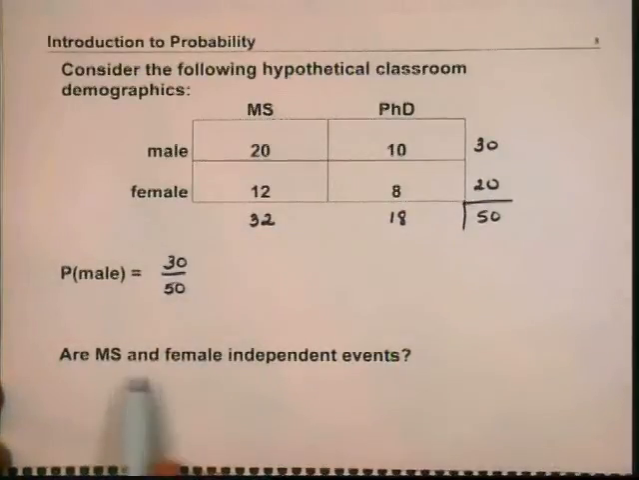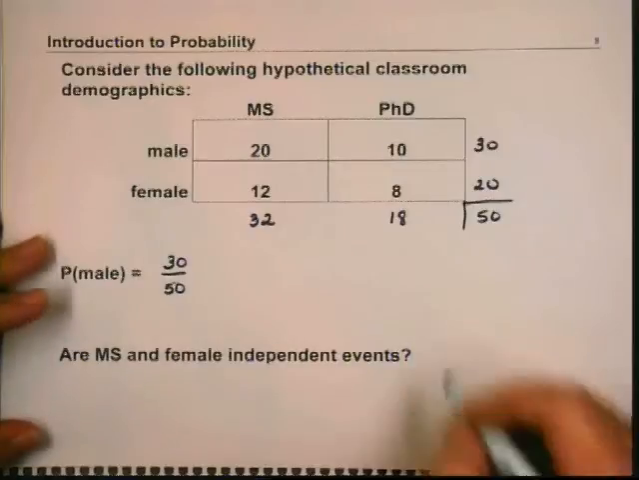Are the events of master student and female independent events? So the idea here is, later we'll talk about how to test this association and test this independence, but are the females in this course more likely to be master students or PhD students, or likewise, do males in this class tend to be one or the other, or there doesn't seem to be a trend? That's actually something we'll be able to assess or evaluate later in the course, but it helps us illustrate this idea of independence here. So are master student and female independent events?